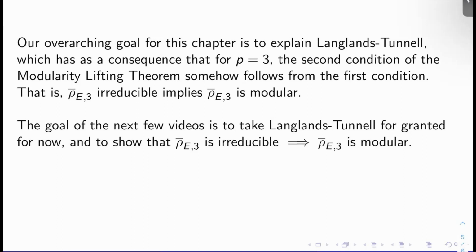So what's the goal over the next few videos? We've already developed several goals here; if you watched my last video, there were several other goals introduced. The goal of the next few videos is to just take Langlands' tunnel for granted, and I stated the theorem in two different forms last video, and show that, assuming that when rho bar E,3 is irreducible it must be modular, we get the result. I'll start taking care of that next video tomorrow.